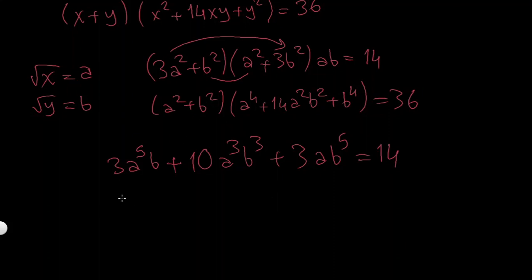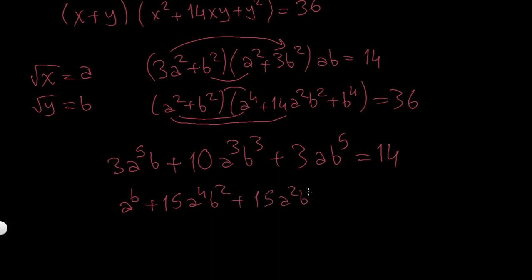And if I open this side, it will be a to the 6 by multiplying this. From this first and second, I will have 14a squared, a to the 4 b squared. And if I multiply this thing, it will be 1 more, so it will be 15 a to the 4 b squared. And similarly, it will be 15 a squared b to the 4, and I will have b to the 6.